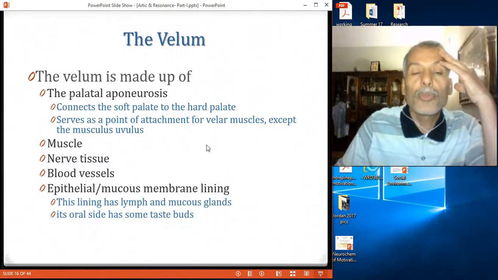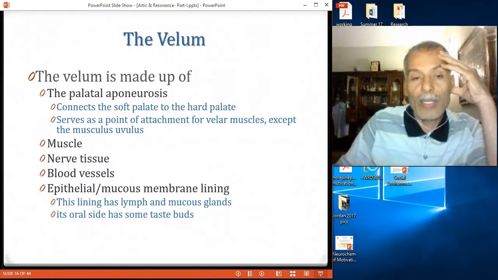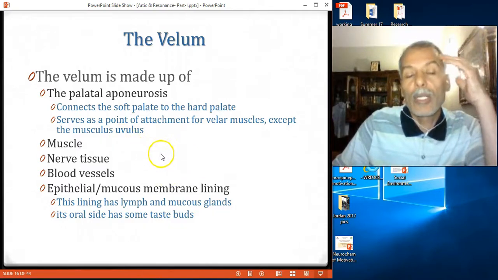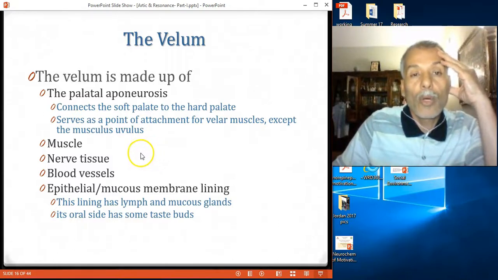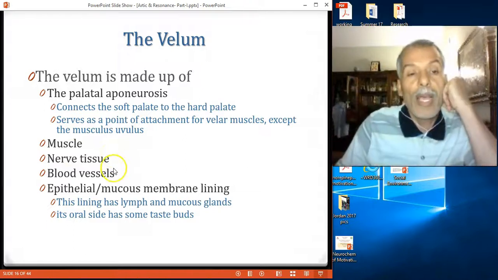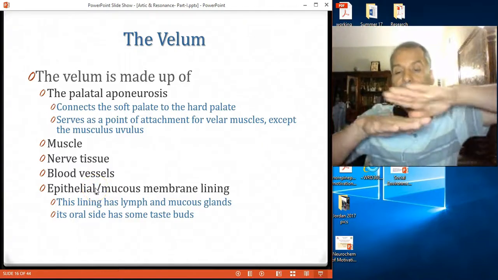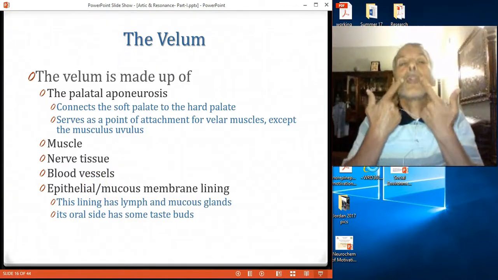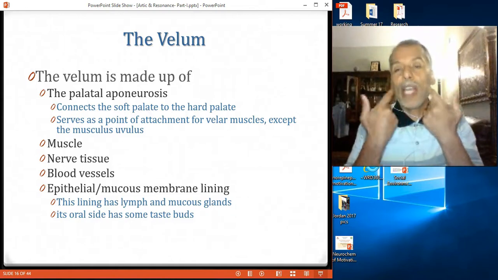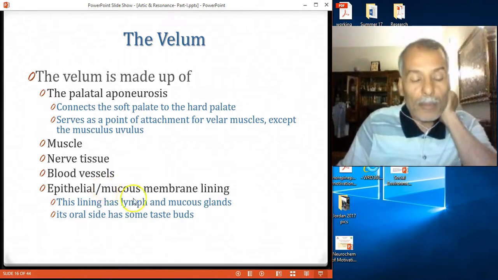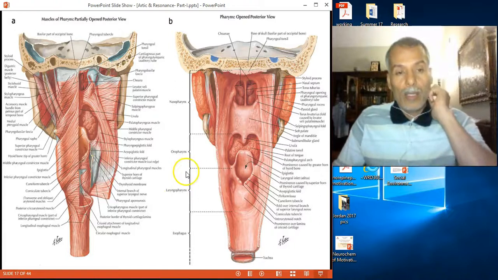muscles to attach to the hard palate, except for one muscle, which is the musculus uvulus, and I'll explain to you later how it works, how it inserts. So the velum consists of muscles, a whole bunch of muscles that are interwoven together, and it has nerve tissue, blood vessels, an epithelial casing that covers the top and the bottom of it. So when you open your mouth, you can see, or you can touch the epithelium that is lining. It is soft tissue that has moisture and things.